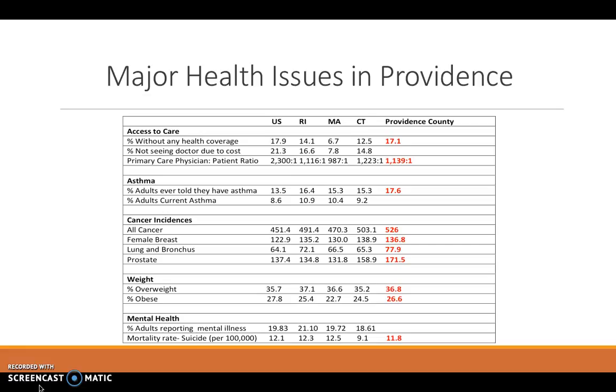Lastly, mental health was reported as a 5th major health problem in the community. Data available for Providence shows that the mortality rate of suicide is 11.8 per 100,000, which is nearly the same for the other communities. These major health issues align with many of the leading health indicators by Healthy People 2020, such as access to care, weight, and mental health. Cancer and asthma levels are not clearly identified in the leading health indicators by Healthy People 2020, but can be considered as consequences of some health indicators such as air quality and clinical preventative services.